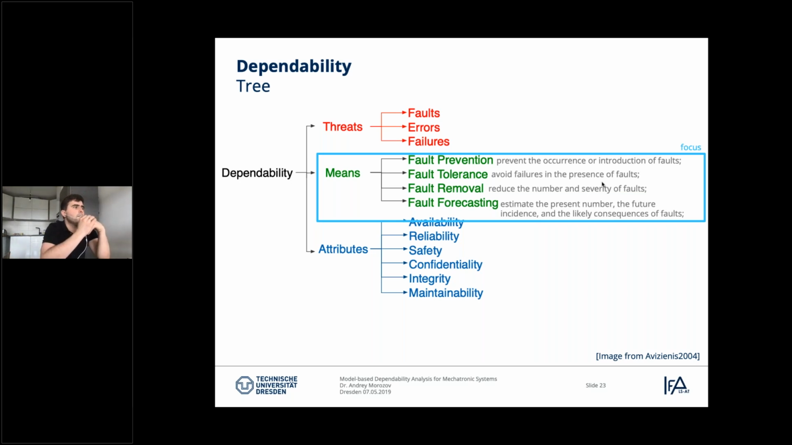Fault removal is how to remove the faults from the system, and fault forecasting is basically to analyze the system and predict the future incidents and predict the consequences of the faults.